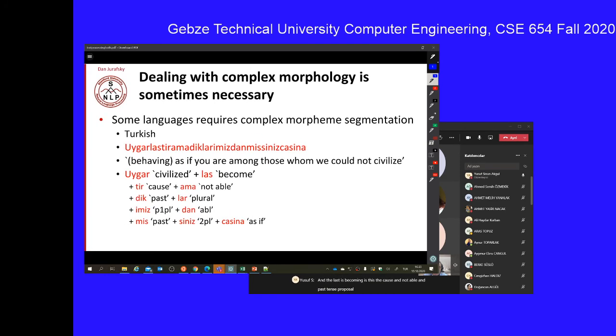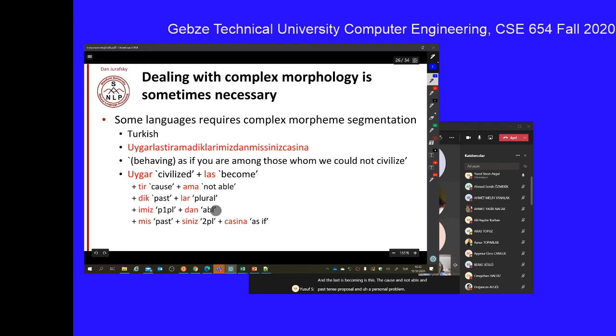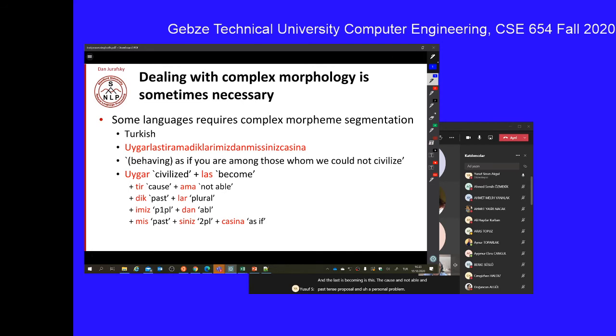Plural, and person one plural. This is ABL done. I don't know what that is. Past tense again. Second person as if. So how many morphological affixes do I have? 1, 2, 3, 4, 5, more than 10, right? And each one is adding one after the other.